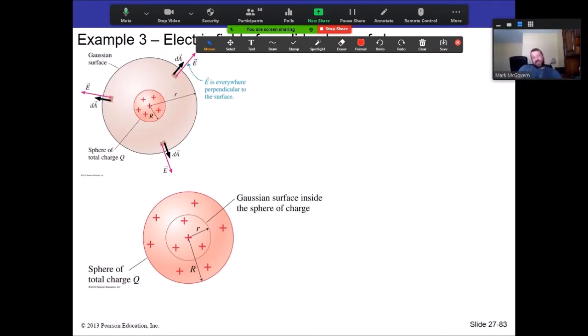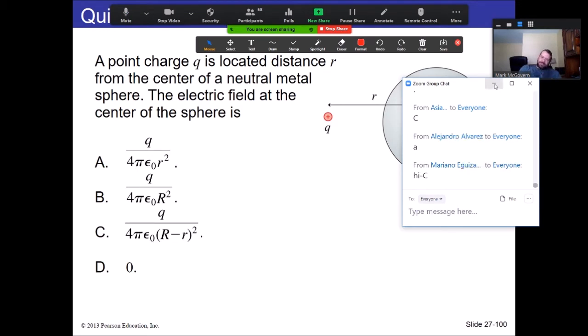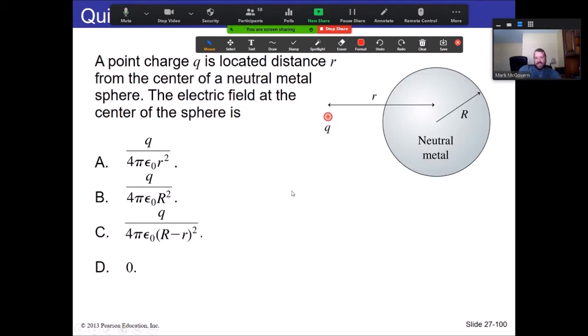I don't think I have another example now. Glad I remember my slides. All right, question for you here. A point charge Q is located a distance r from the center of a neutral metal sphere. The electric field at the center of the sphere is what? What is it?